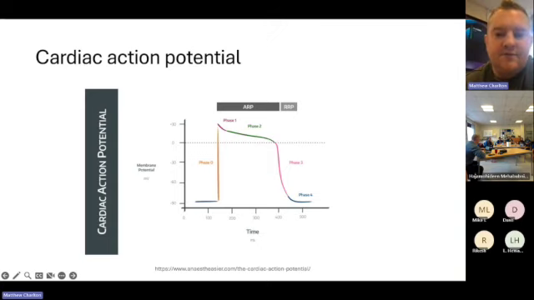All right. Phase 0, what happens? Exactly. So fast sodium channels, sodium rushes in, and then you rapidly reach around minus 70, which is the threshold potential. Okay. At which point, fast sodium channels open, potassium channels close, and you get the resting membrane potential approaches that of sodium.